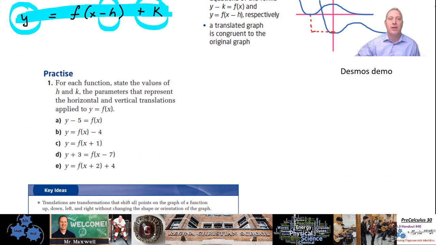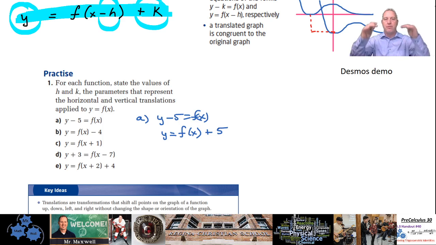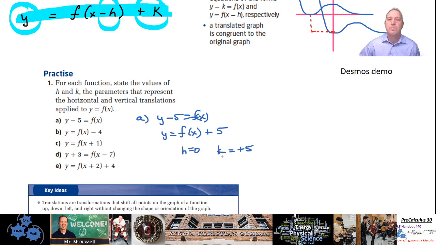If you're asked to identify h and k and describe what they do, let's say you have y minus 5 equals f of x. You could rewrite that, and I would encourage you to rewrite that, or at least think about it like this. The new function y is the old function, just moved up 5 units. And h here, because there's nothing added or subtracted to the x other than 0, h is 0 and k is positive 5, okay?